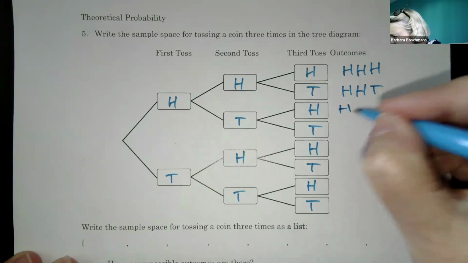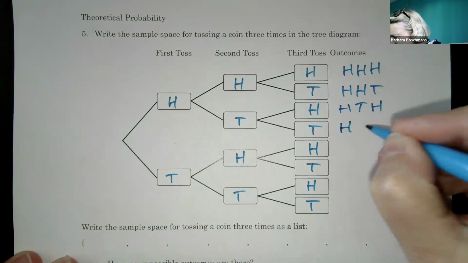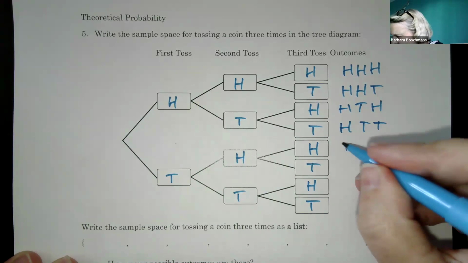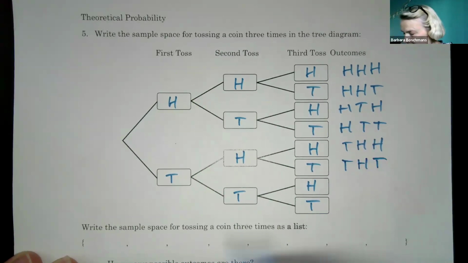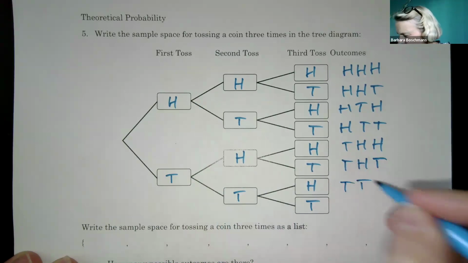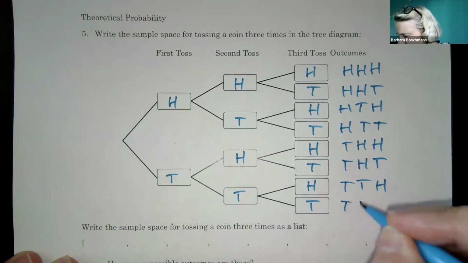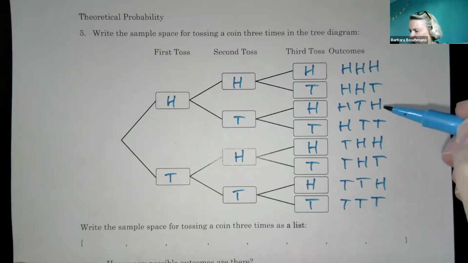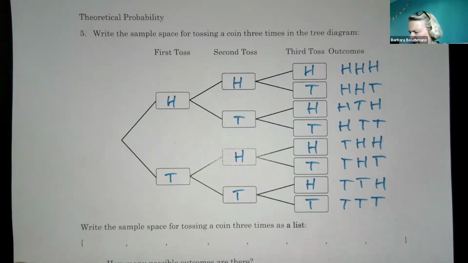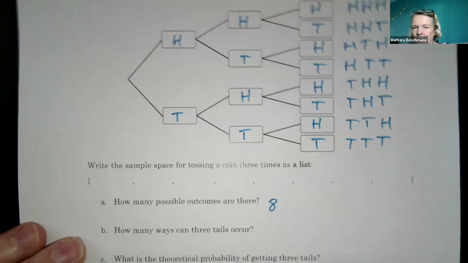Okay, this is heads, then tails, then heads. Heads, tails, tails. Tails, heads, heads. Tails, heads, tails. So I'm following the branches. Tails, tails, heads. Tails, tails, tails. Okay. Once we have that, we have 1, 2, 3, 4, 5, 6, 7, 8 outcomes. There are 8 possible outcomes.